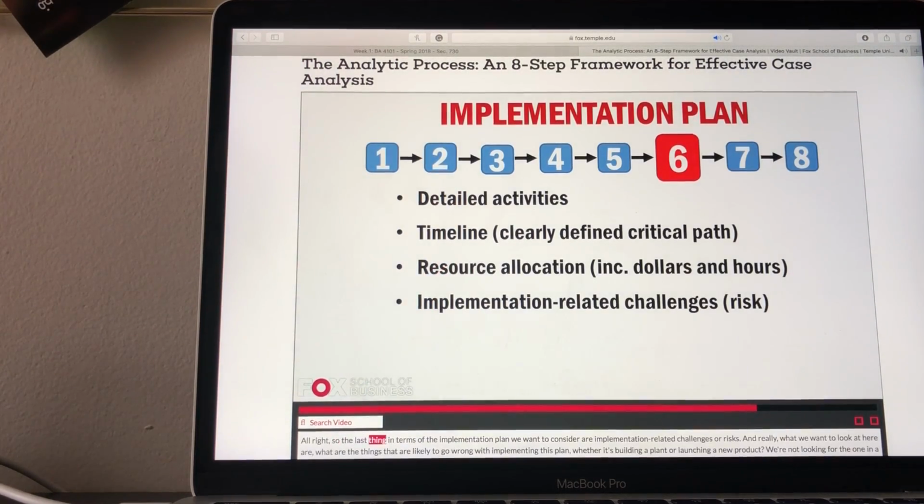All right, so the last thing in terms of the implementation plan we want to consider are implementation-related challenges or risks. And really what we want to look at here are what are the things that are likely to go wrong with implementing this plan, whether it's building a plant or launching a new product. We're not looking for the 1 in a million things.